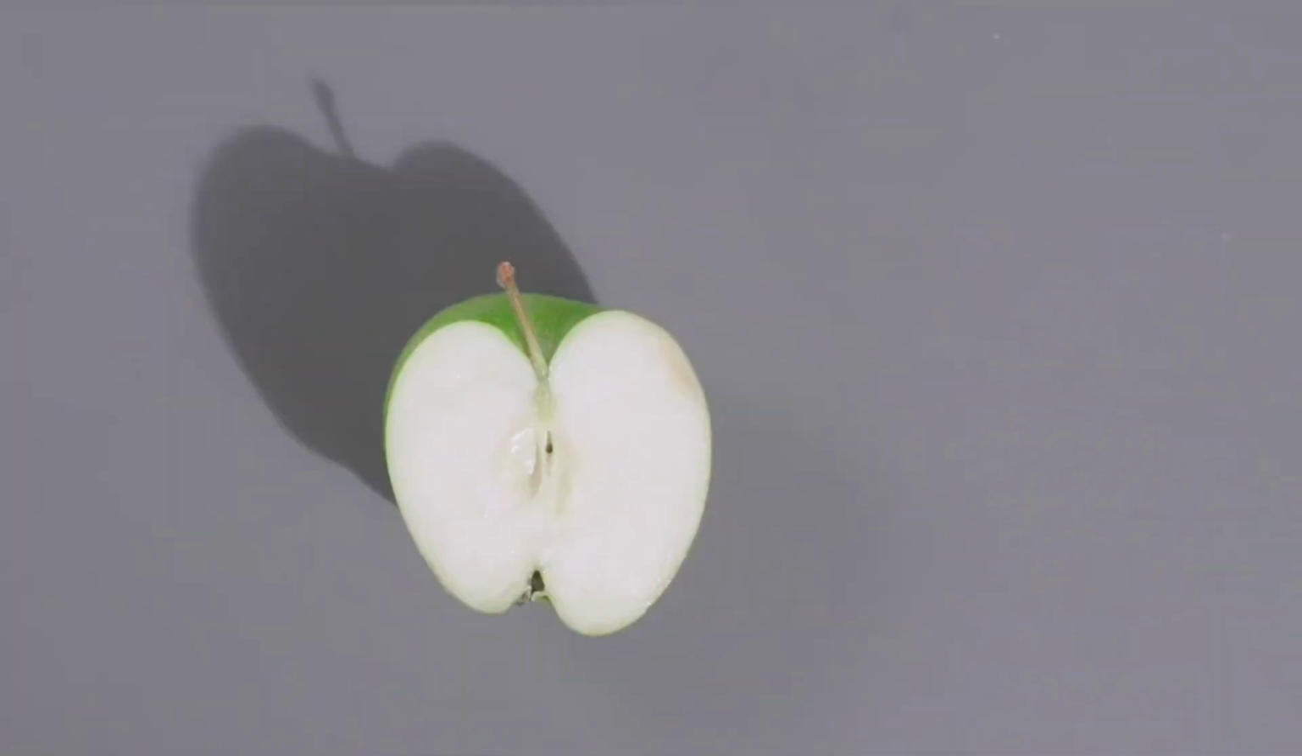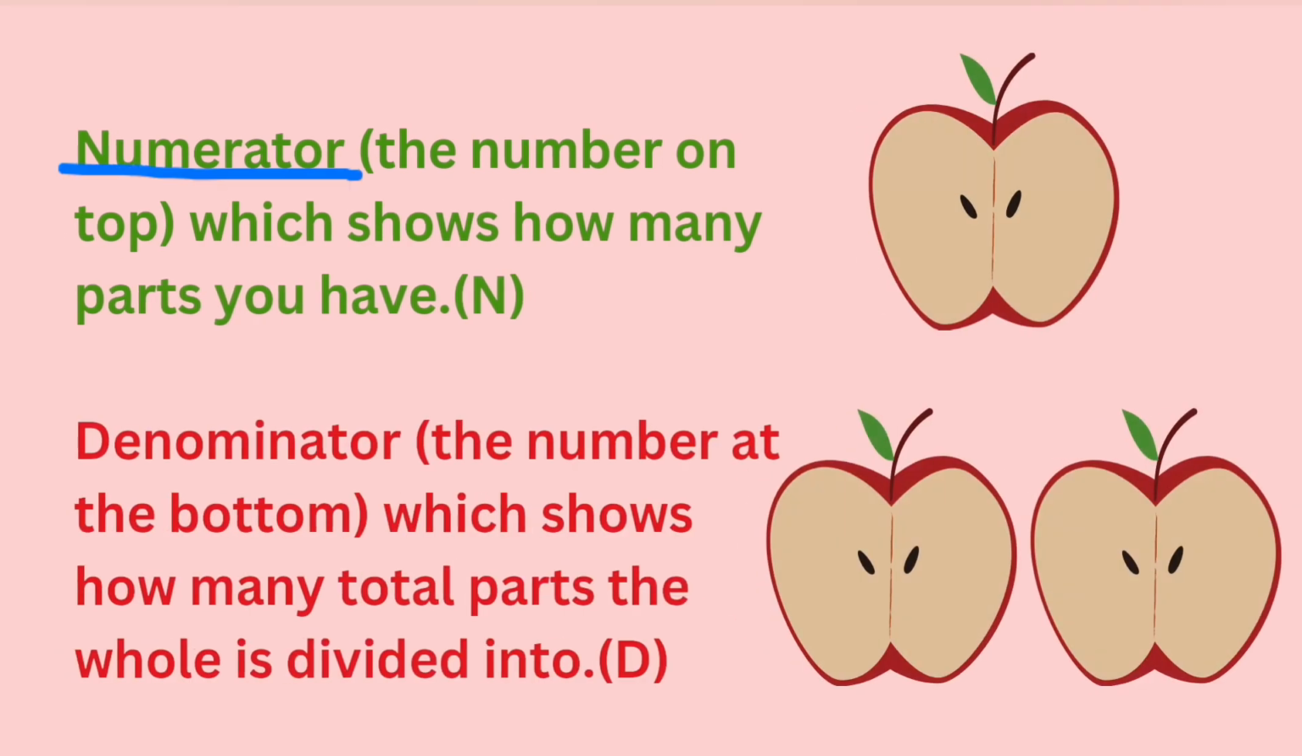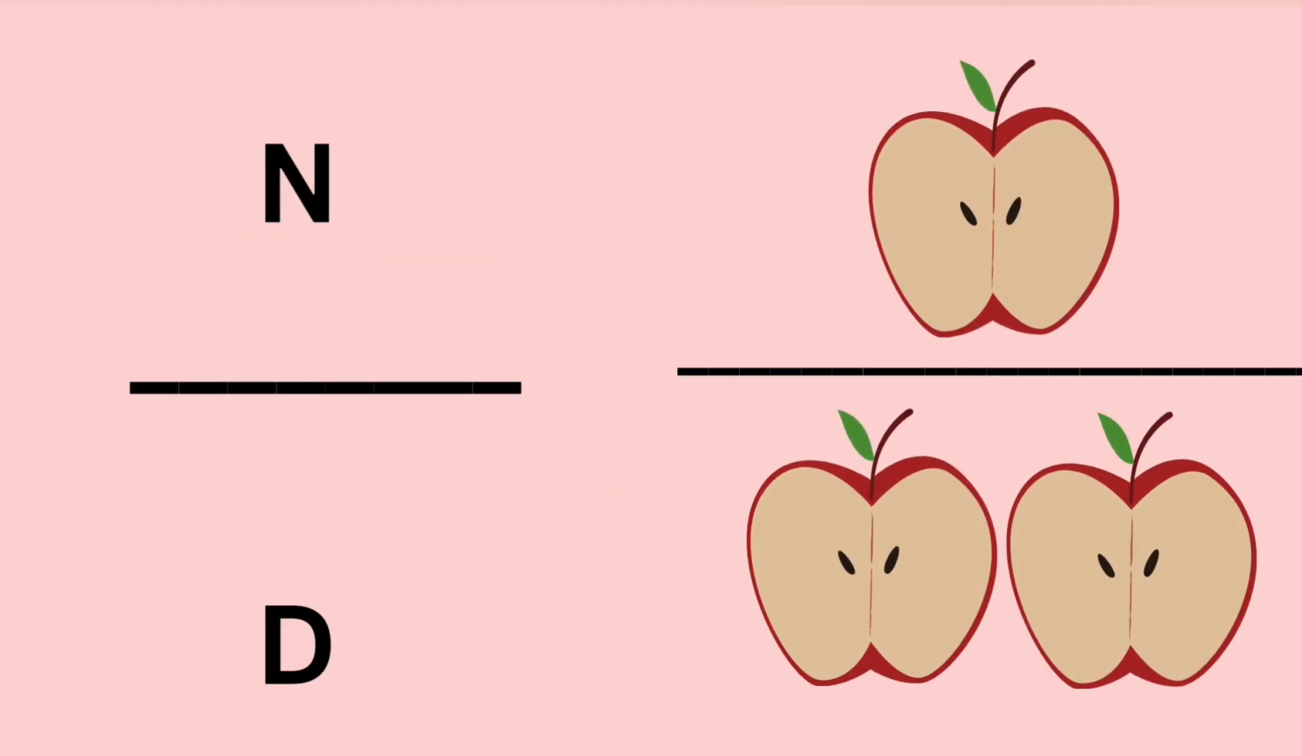To write this as a fraction, we use two elements, the numerator and the denominator. The numerator is the top number, which shows how many parts you are considering, that is, how many parts you want to have. And the denominator is the bottom number, which shows the total number of parts the apple is divided into. If you consider one part, then the fraction is 1 bar 2, as you can see here.